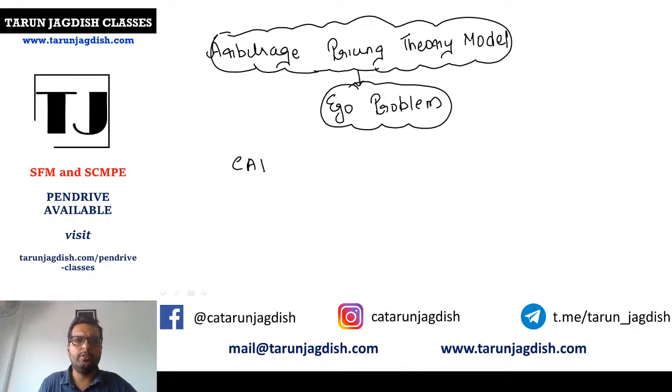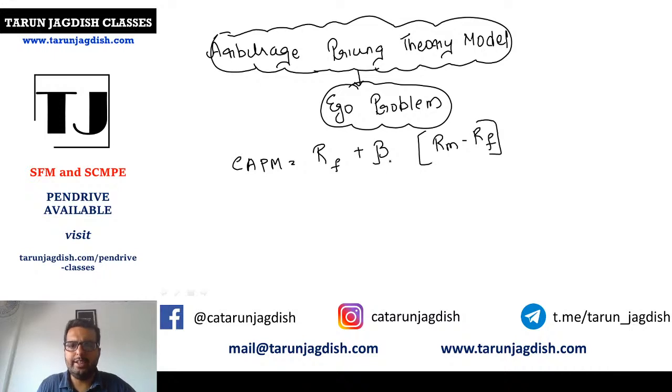What is the formula for CAPM? RF plus beta into RM minus RF. Am I right? Friends, I will just write it down like beta XM into RM minus RF. What do you mean by beta XM? Which means for every 1% change in the market, what is the change happening in the security? That's all. Okay. This formula got the Nobel Prize.